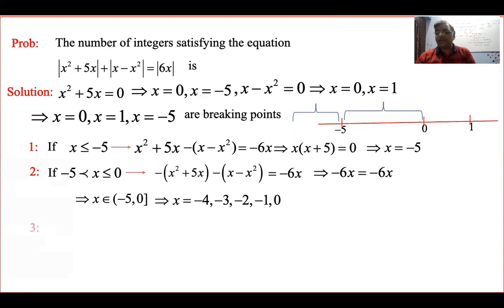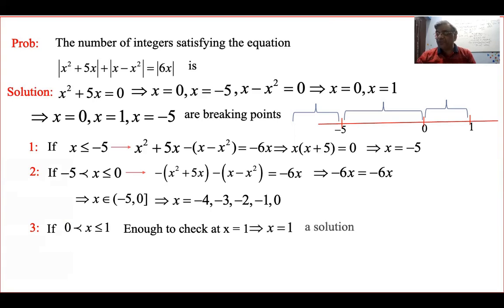Now the third part is when x is in between 0 to 1. Because he is asking only for integers, 0 we already checked in the second part. 0 is one of the solutions. So the next integer is 1 only. That is the only other integer available in our interval where we are searching. Therefore, it is enough to check at x is equal to 1. When we substitute that, we found that it is a solution. It will satisfy the equation.